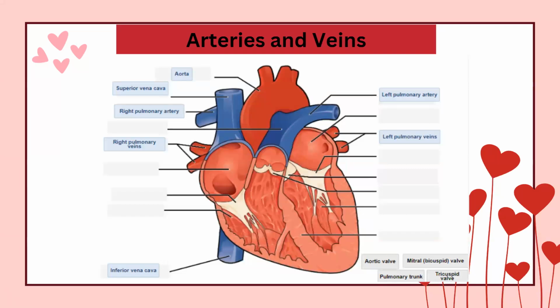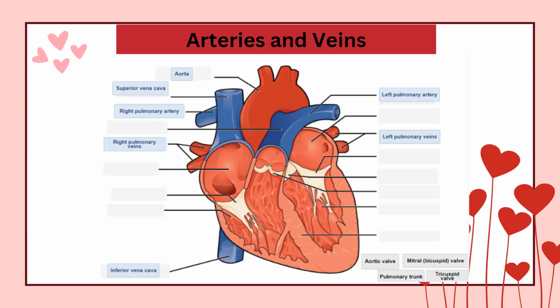So the pulmonary veins are going to deposit it in that left atrium. It's going to go through the mitral or bicuspid valve into the left ventricle. The left ventricle is going to pump it through the aortic valve, and our aorta is going to carry it to the body. As I said, typically, or really always, arteries are going to carry blood away from the heart. Veins are going to carry blood back to the heart.